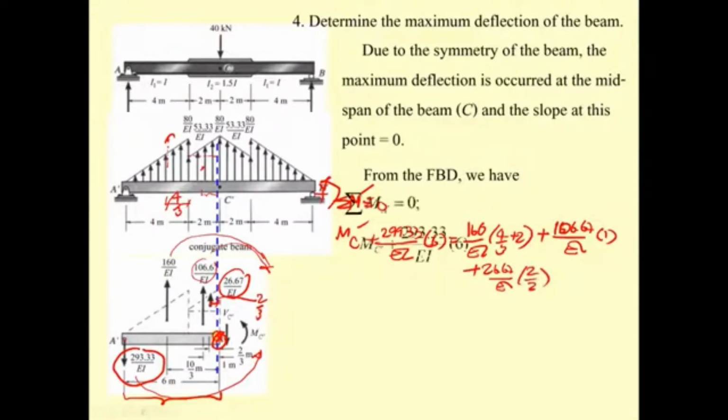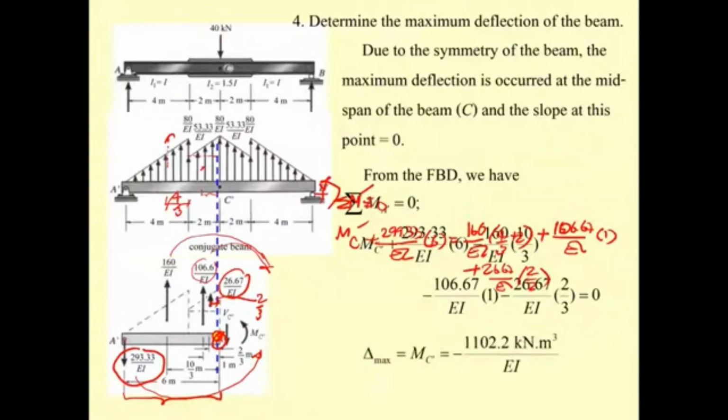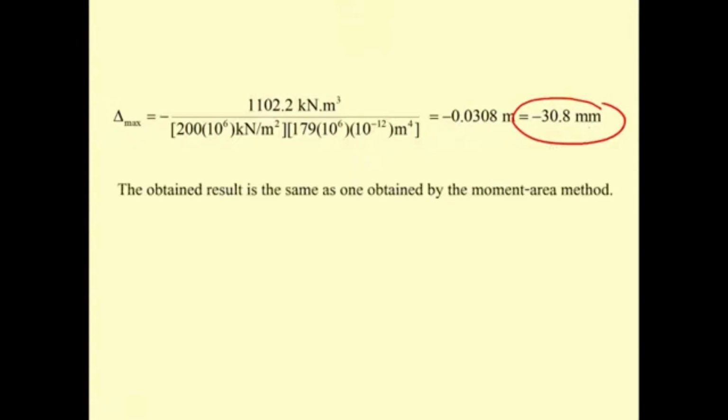You got to be very careful when you put all the numbers into this. Okay, and then what we have is 1, 2, 3. Okay, it's correct. And then we got this for 1102.2 divided by EI. And then you can have negative sign, right? That is downward, like I mentioned. And then you put this into the equation, and we got this beam going to deflect 30.8 millimeter. That's quite a lot. No, that's not quite a lot. That is going to be okay.